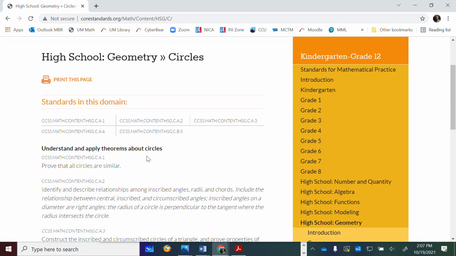So the idea here is to apply and understand theorems about circles. And the one that I want to do is this one right here. It says: identify and describe relationships among inscribed angles, radii, and chords, including the relationship between central and inscribed angles. That's the one I want, the relationship between central and inscribed angles. So that's the target I'm going to shoot at.